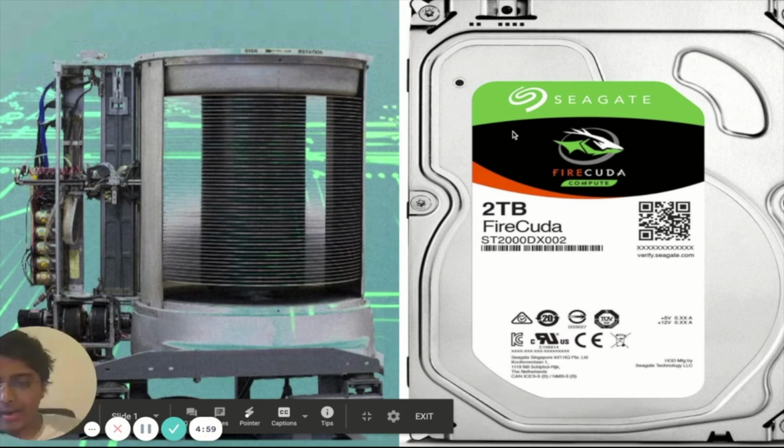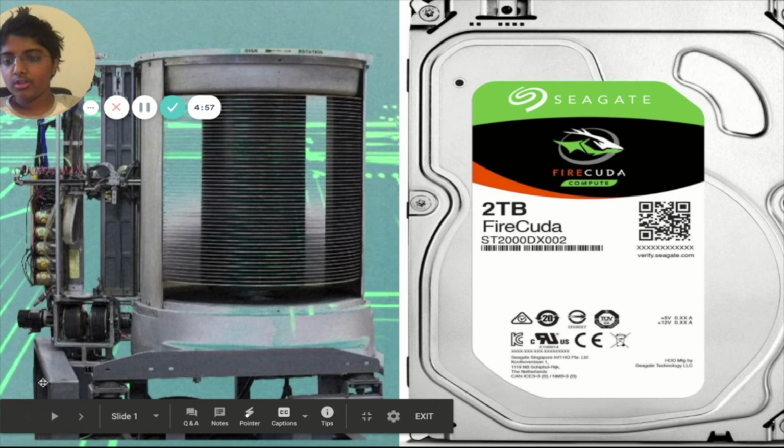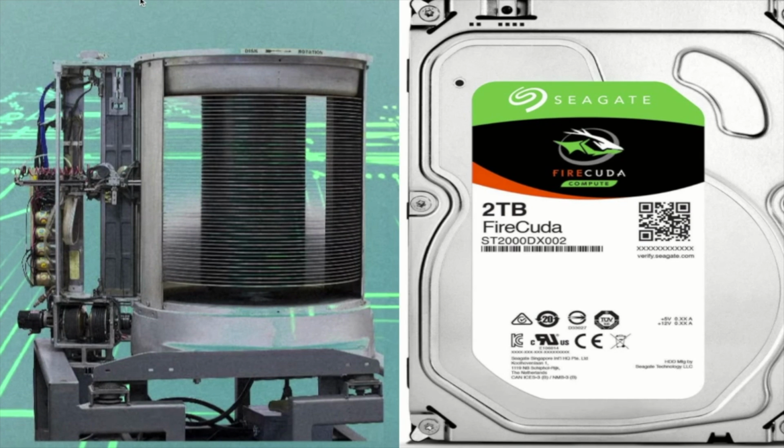So this is about how a hard drive works. Yes, on the left we have the world's first IBM hard drive. This was informed by Jacob Rainbow's ideas at NBS.